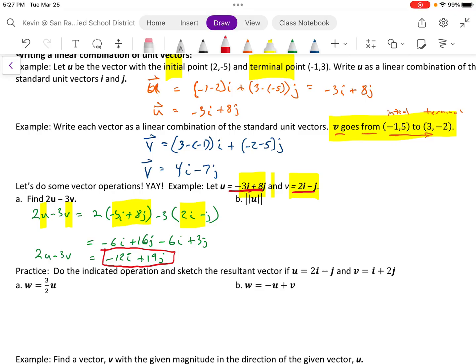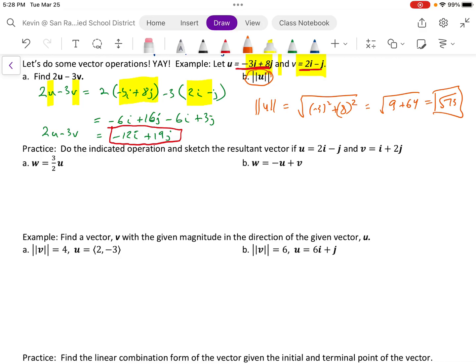And then it asks for the magnitude. We find the magnitude the exact same way. It's asking for the magnitude specifically just of u. So the magnitude of u equals the square root of negative 3 squared plus 8 squared, which equals the square root of 9 plus 64, so it equals the square root of 73. So that would be the magnitude.